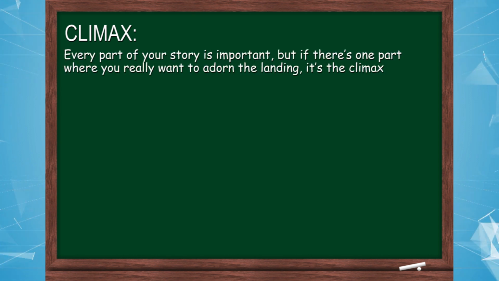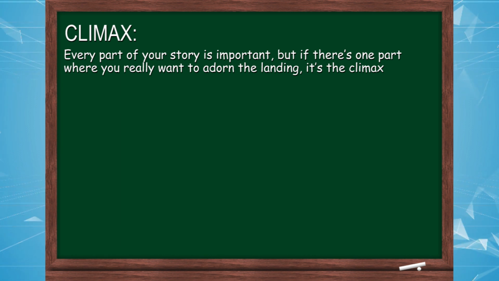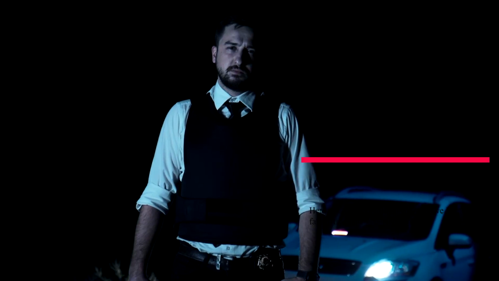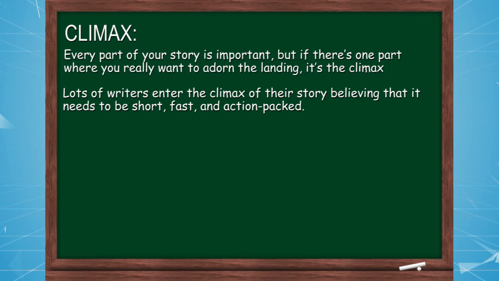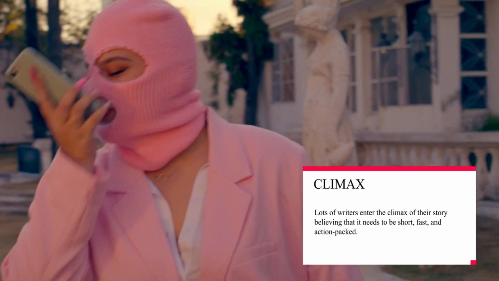The third part of the story structure is the climax. Every part of your story is important, but if there's one part where you really want to adorn the landing, it's the climax. Here the story's conflict peaks, and we'll learn the fate of the main characters. Lots of writers enter the climax of their story believing that it needs to be short, fast, and action-packed. Now, while some stories might require this style of climax, like action films in particular, there's no strict formula when it comes to climax writing.